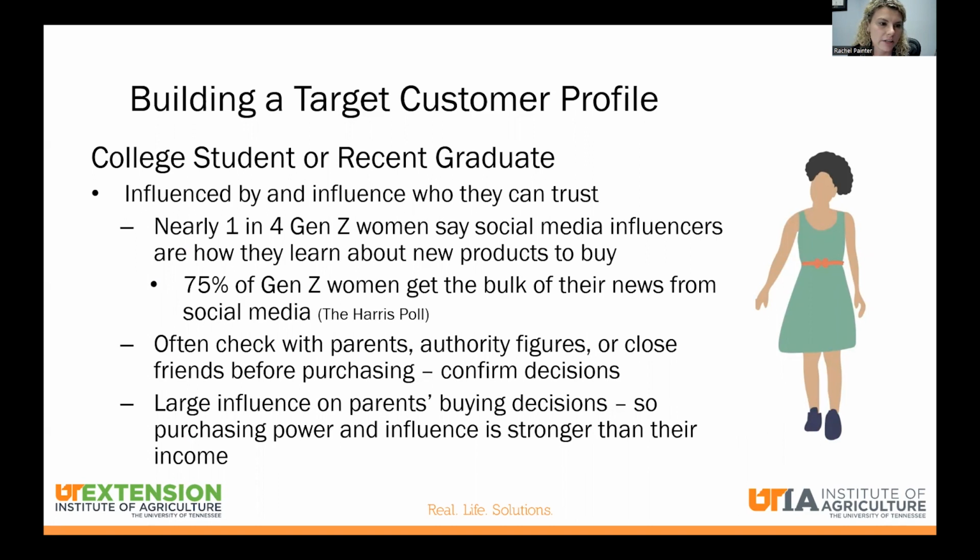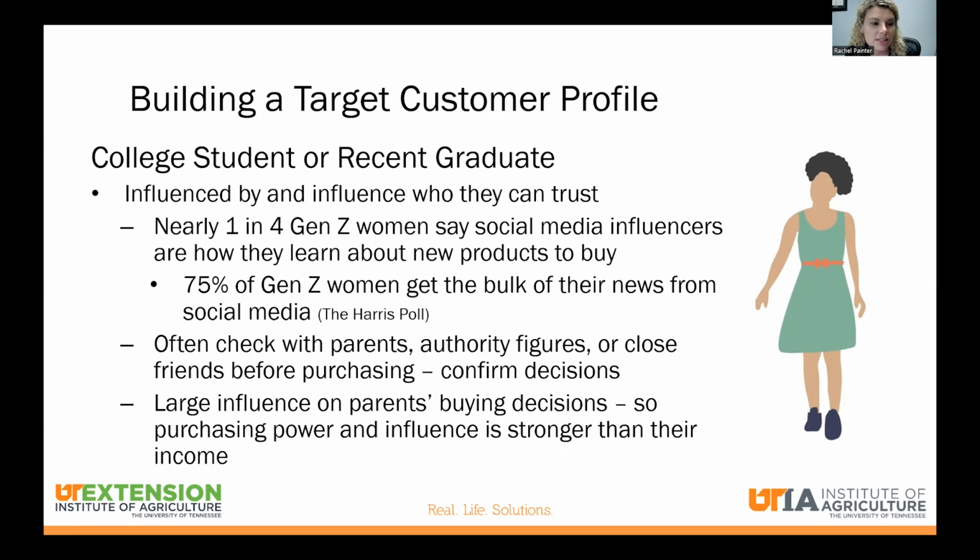Another target customer profile is a college student or a recent graduate. They are heavily influenced by and influence who they can trust. So building trust with them is very important. And you also want to build trust with who they are influenced by. They are heavily influenced by their parents' buying decisions or their parents' input. So you truly want to gain the trust and develop a relationship with their parents as well as their friends.